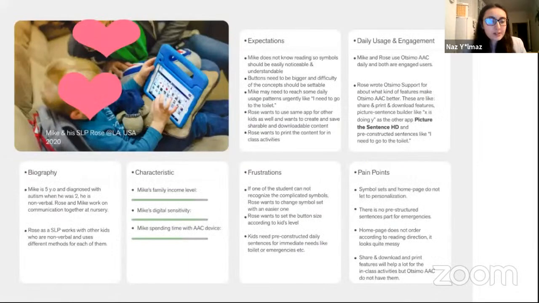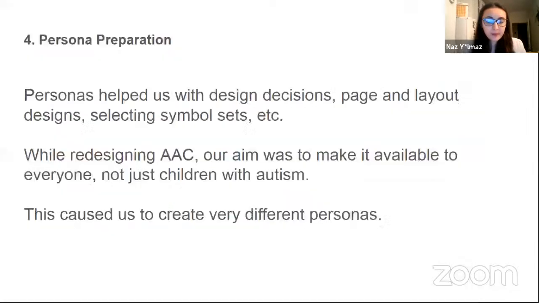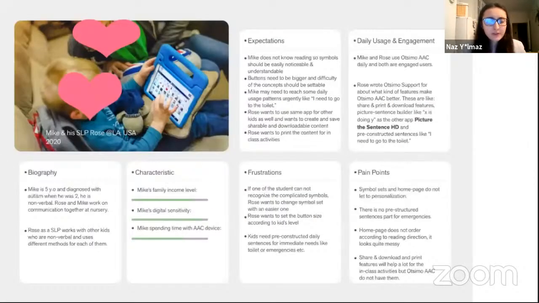I will share 5 personas with you, like that. These personas I show here are inspired by real people, but not real people, and they were prepared entirely so that the design and developer team could measure whether the design outputs fit with the needs. I covered the faces of the people in the image because they were photos taken from Google Images. So please just focus on the expectations, frustrations, daily usage and engagement, and the pain points while using the old design of Otsimo AAC. I will read one of them from each persona.